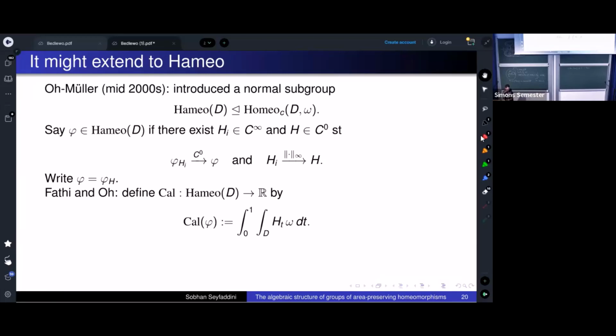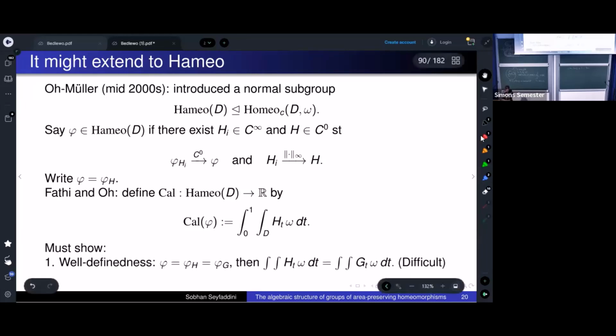You take a homeomorphism phi that's in Hameo. It has some associated Hamiltonian H. So just repeat the definition from the smooth setting for Calabi. I define Calabi of phi to be the average of this continuous Hamiltonian. In 30 seconds, I'll explain why they wanted to do this. Now you have some numbers, but of course there are things to do. First, you must show that this is well defined.